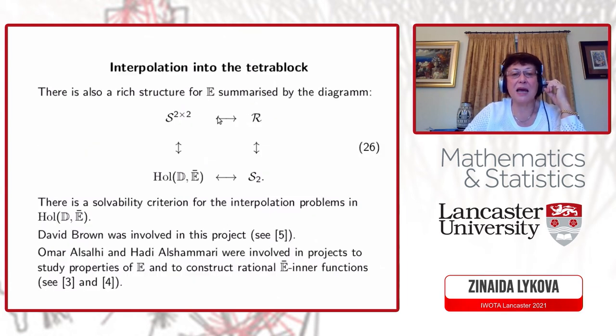And the same as in the case of the symmetrized bidisk, one can show that there is a restructure of E, much more subtle, and there is a similar solvability criterion, but of course with different formulas for the interpolation problem from the disk to the tetrablock. And in this project, also David Brown, who was my and Nicholas Young's PhD student, was involved. There is a dissertation which describes this algorithm and criteria. And two other PhD students of ours were involved in the project to study properties of the tetrablock and the construction of rational tetra-inner functions. Also, they have a dissertation, and the papers are published now.